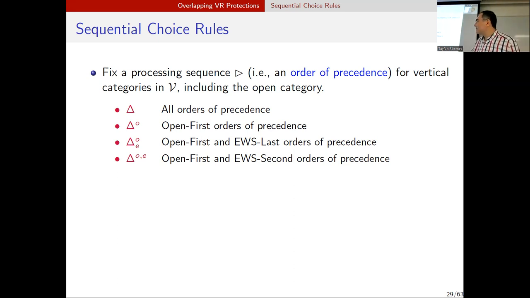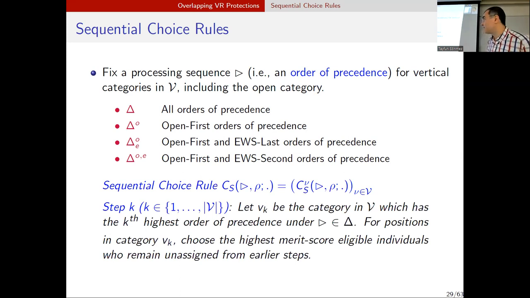And the next one, you start with open and continue with EWS. You can potentially do other stuff also, right? But these are the classes that I will focus on. They will be the relevant ones for our purposes. You'll see why. Okay. Then I can define the following class of choice rules.